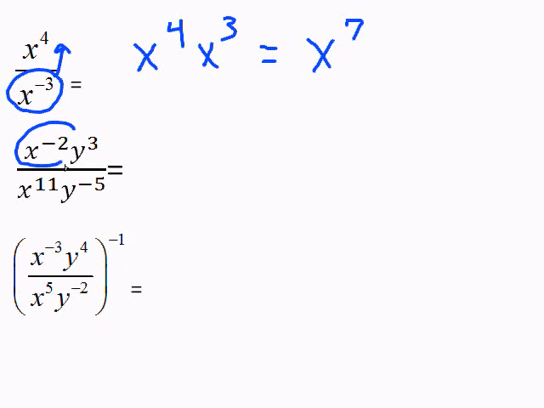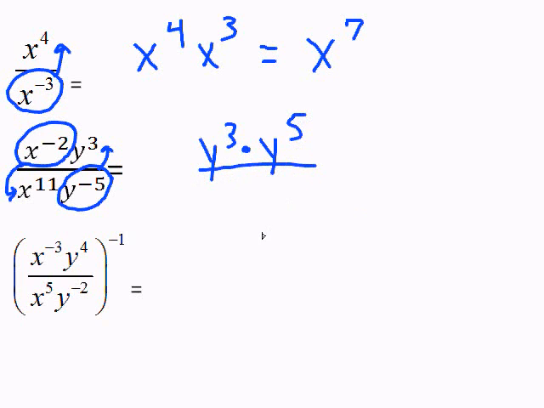x to the negative 2 and y to the negative 5. Those are our negative exponents. To make those negative exponents positive, we move their bases from top to bottom and from bottom to top. So let's see what happens. We still have y to the third on top times y to the positive 5 moved up, over x to the positive 2 now on bottom, and x to the 11. This gives us y to the 8th over x to the 13th.